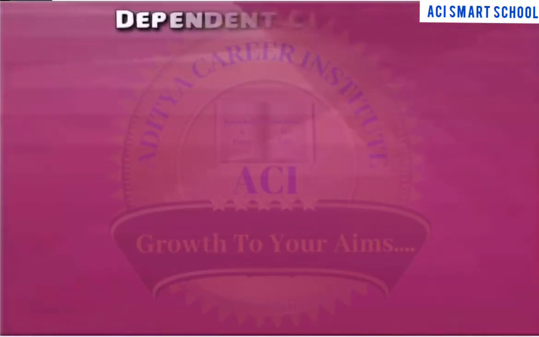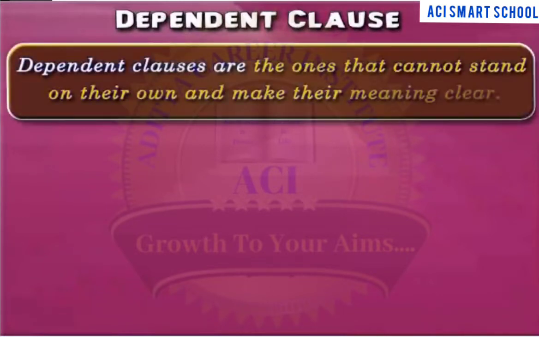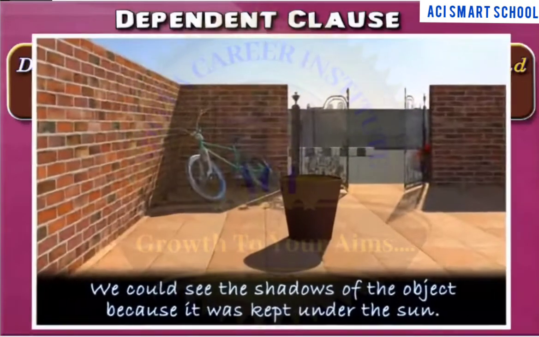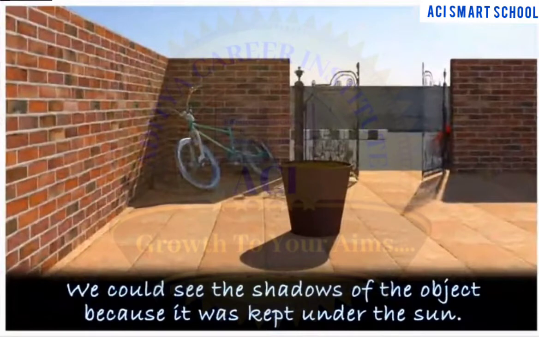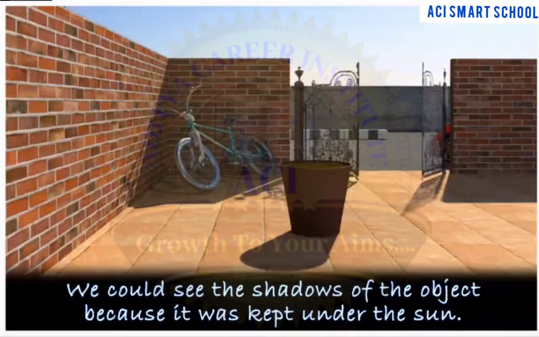In this module, we will learn about dependent clause. By definition, clauses that cannot stand on their own and make their meaning clear are called dependent clauses. So, clauses that do not stand by themselves and make their meaning clear are called dependent clauses. We could see the shadows of the object because it was kept under the sun. Here, the clause "we could see the shadows of the object" is dependent on "because it was kept under the sun."